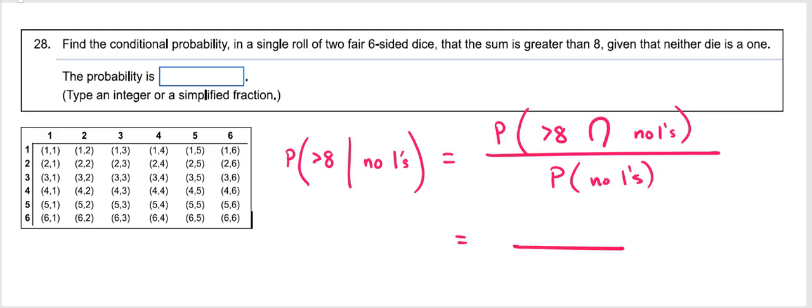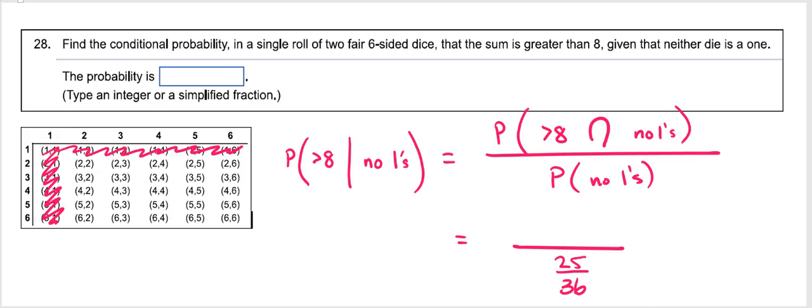Alright, let's go find the probability of no 1s first. I went ahead and gave us the sample space. There's 36 outcomes there. Okay, the probability that there's no 1s, those all have 1s, those all have 1s. So the probability of not being a 1, 1, 2, 3, 4, 5 times 1, 2, 3, 4, 5, there's 25 out of the 36 that have no 1s.